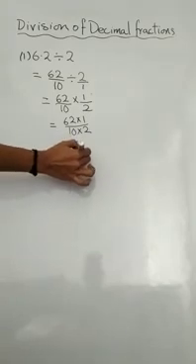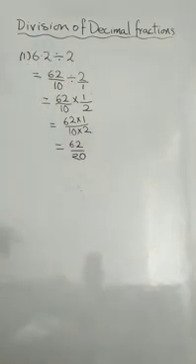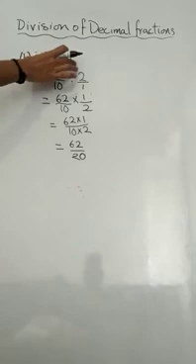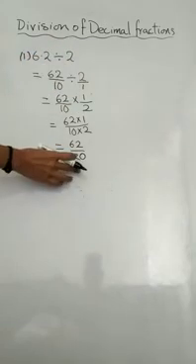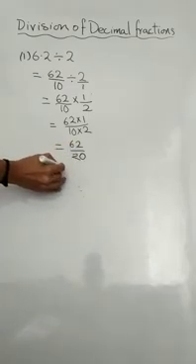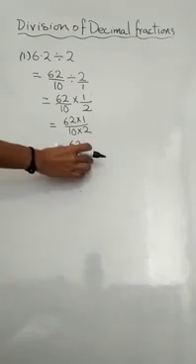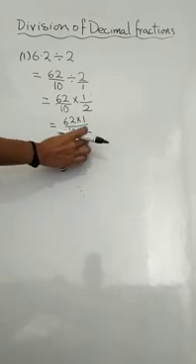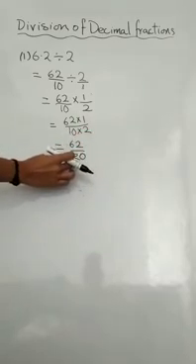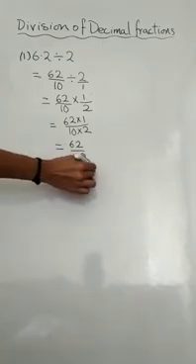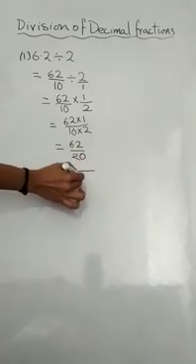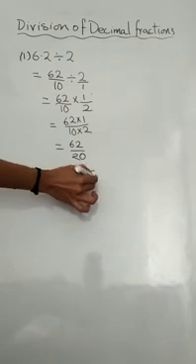Now we have to write the answer as a decimal, right? The answer should be in a decimal fraction. We got it as a fraction. Now this fraction you have to change into a decimal fraction. So how can you do it? See, you have to change the denominator to 10. How can you change it to 10? You can write 10 into 2, right?